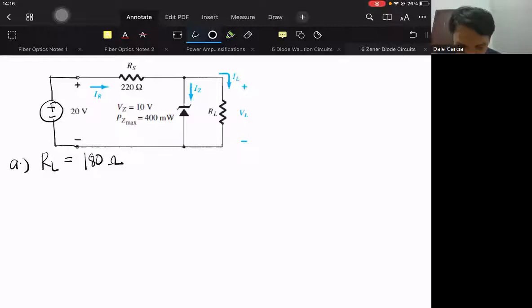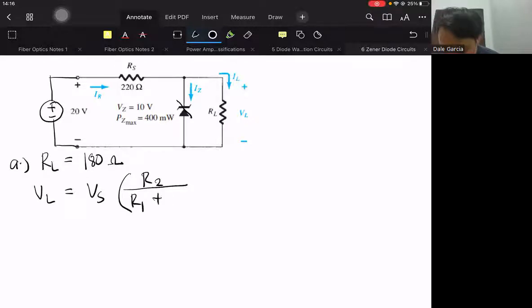So let's try to solve with the voltage divider for the voltage drop across the load, as if the Zener diode is not there. VL is equal to VS times R2 over R1 plus R2. VL is equal to 20 times 180 over 180 plus 220.